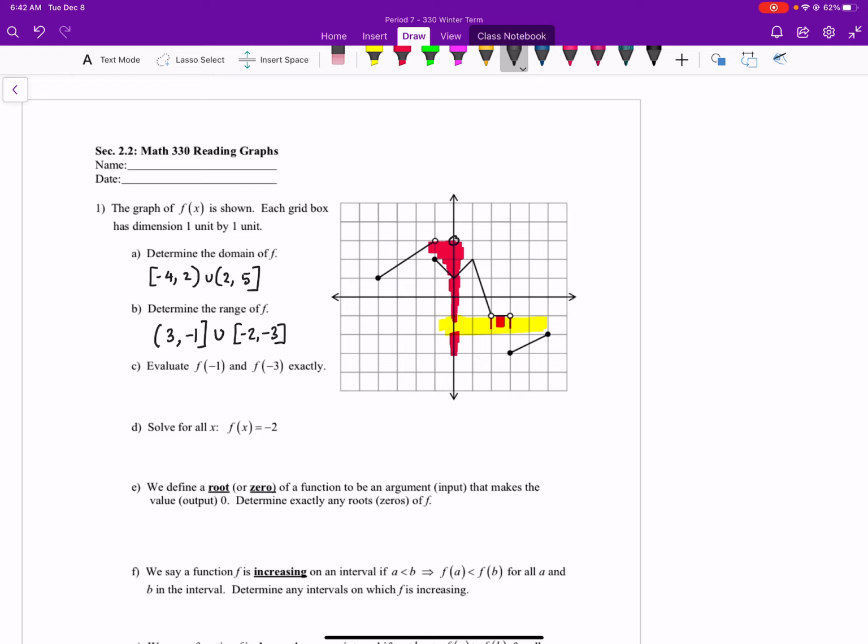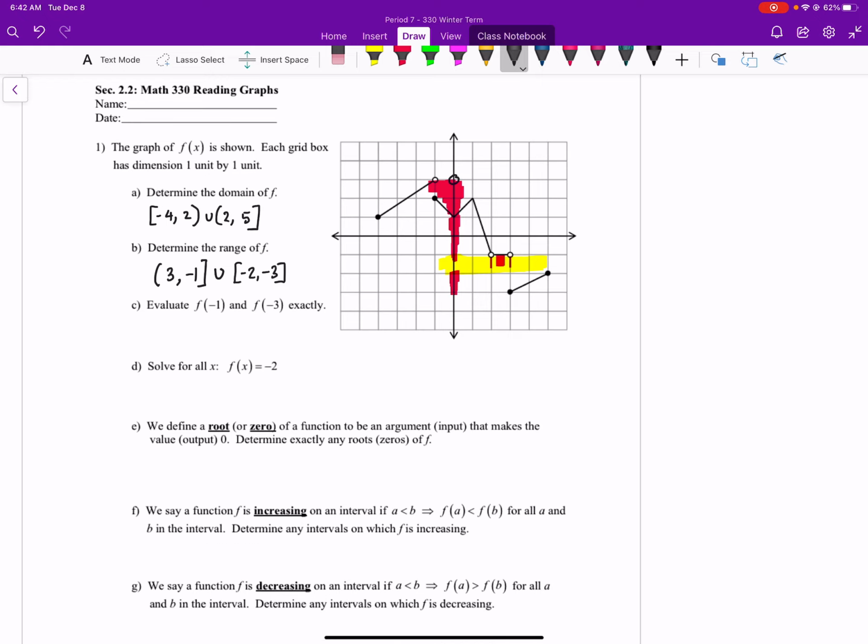Let's see if we can wrap this up. So hopefully this makes sense to you on how I'm scanning. You've got to scan top to bottom. Make sure that from the graph, you are capturing all the y values on that function. All right. Now let's look at C.